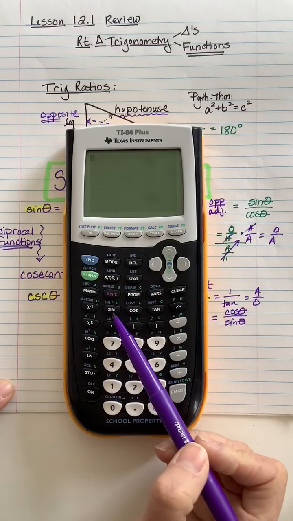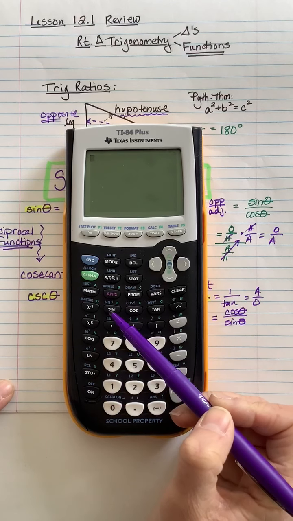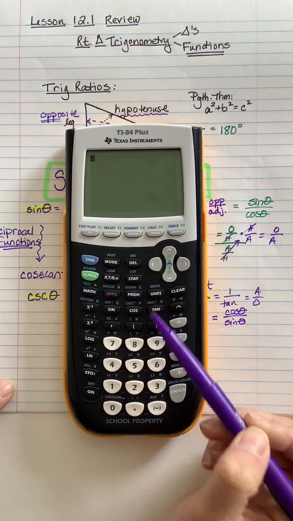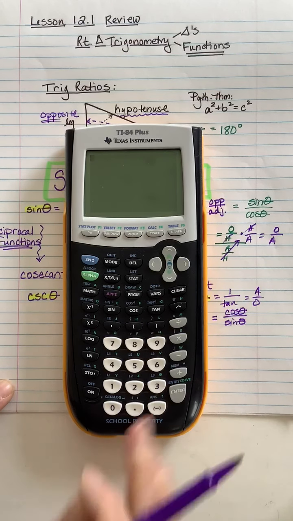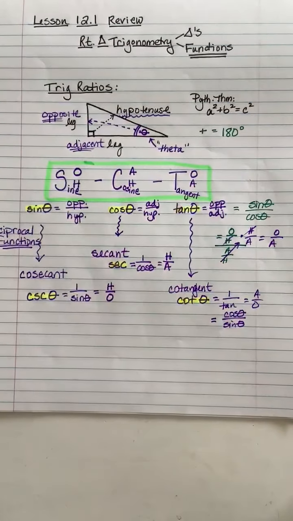And as you can see, there's your sine, cosine, and tangent. You'll notice that you've also got your inverse sine, cosine, tangent, which are not going to be the same as your reciprocal functions. So be careful about that one.